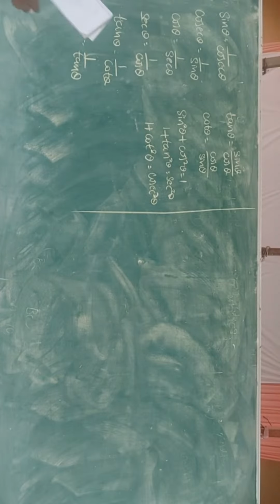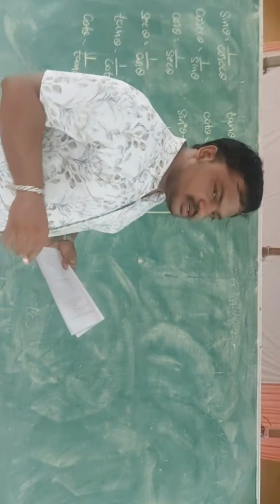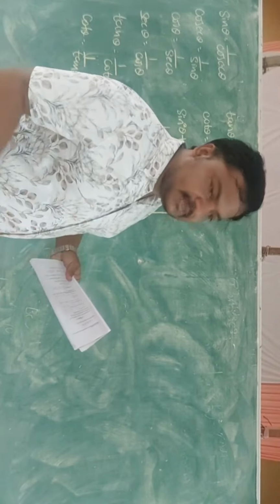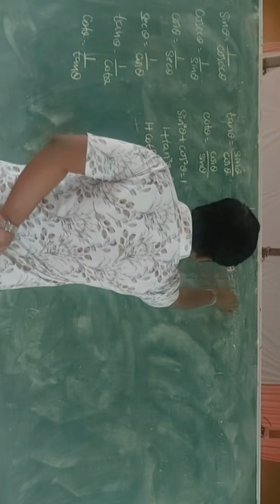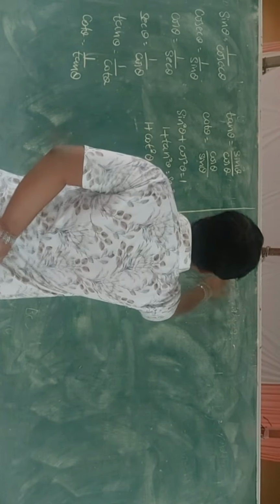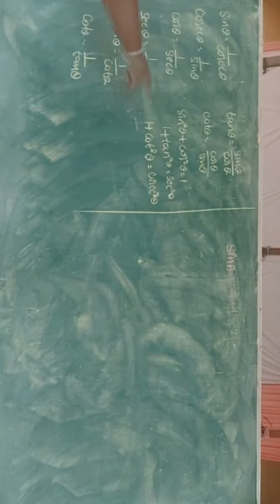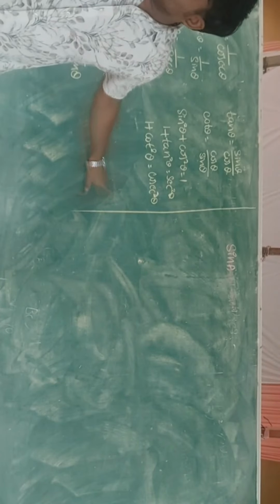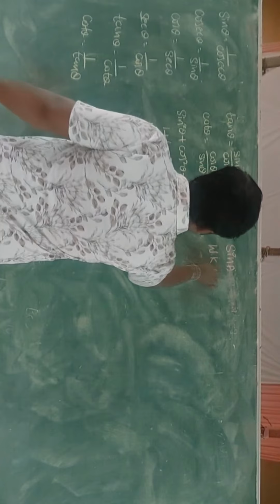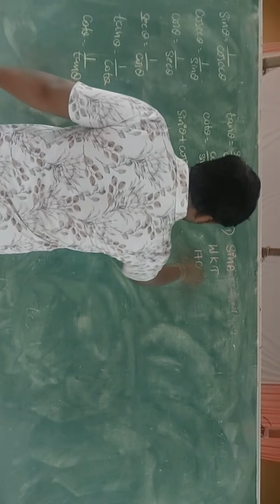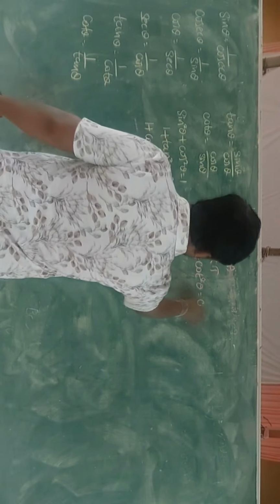Question number 1: express the trigonometric ratios sin A in the form of cot, sec A in the form of cot, and tan A in the form of cot. Sin A we can express in the form of cot. See here, we have one relation, that is 1 plus cot square theta is equal to cosec square theta. This is the third identity.